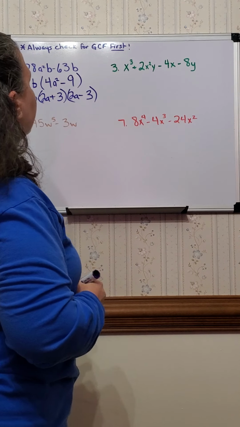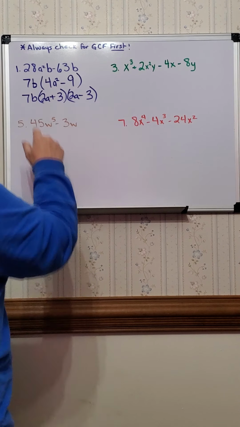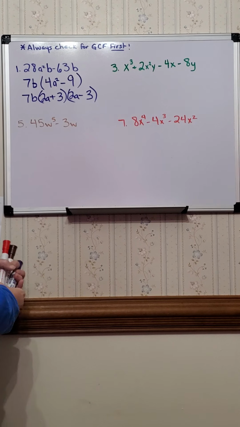So that one is finished. Can't do anything else with that. It is factored completely. And if I were to multiply all of this out again, I would get that number there. So let's look at number 3.